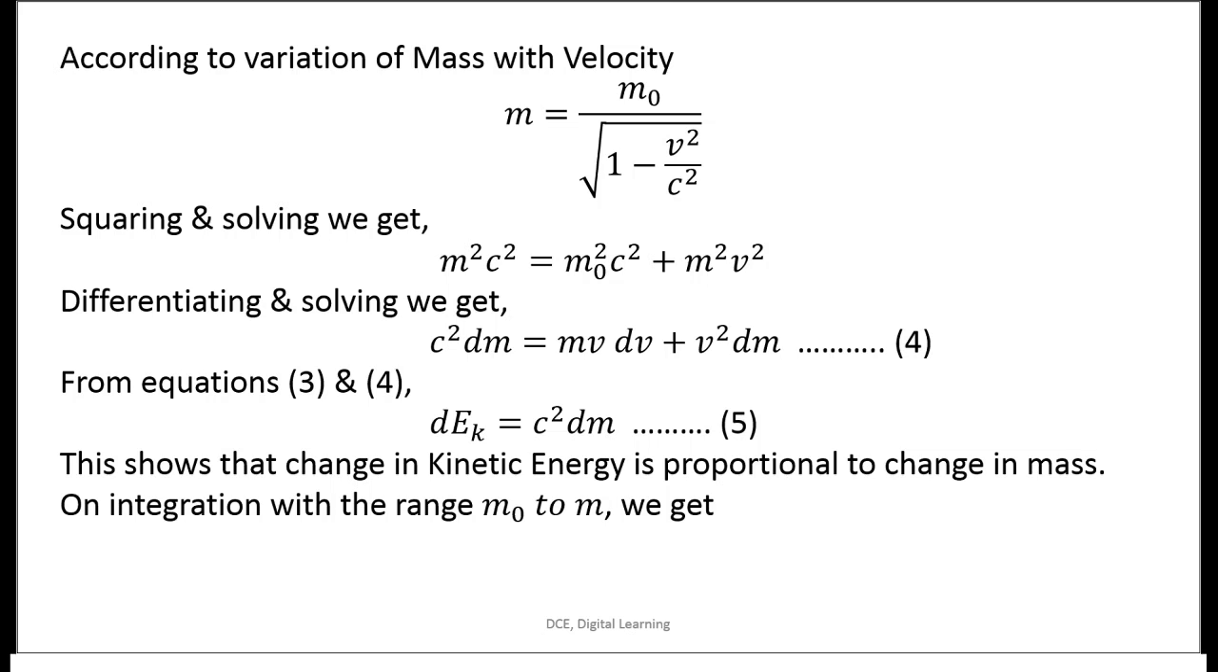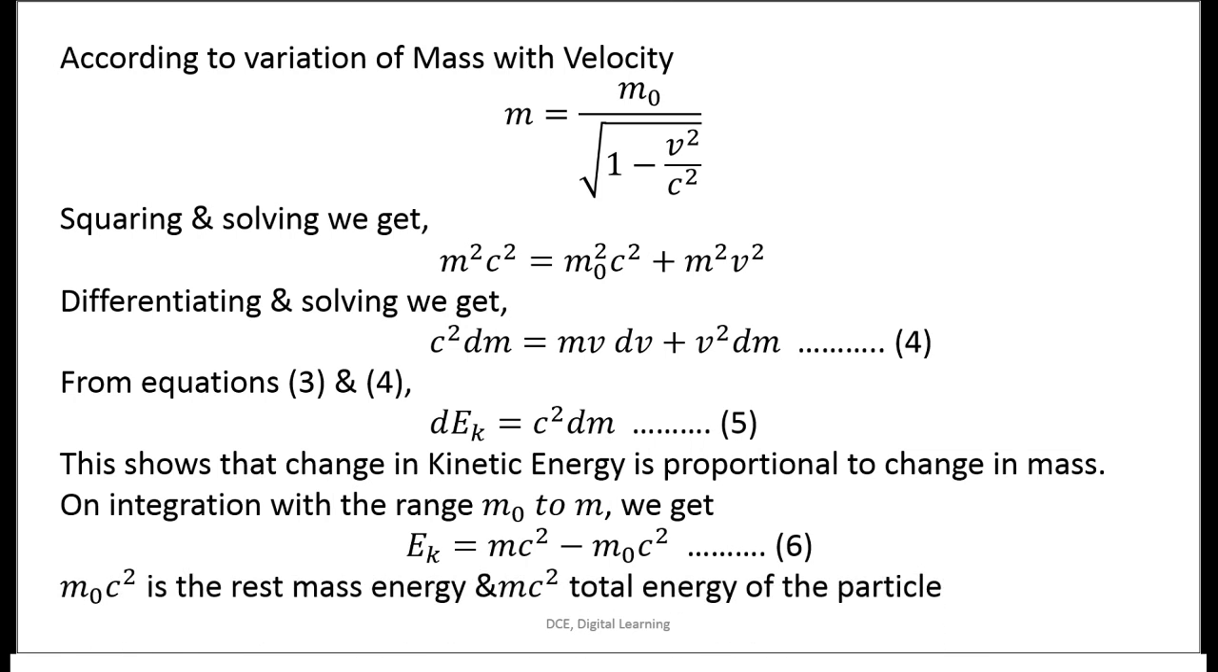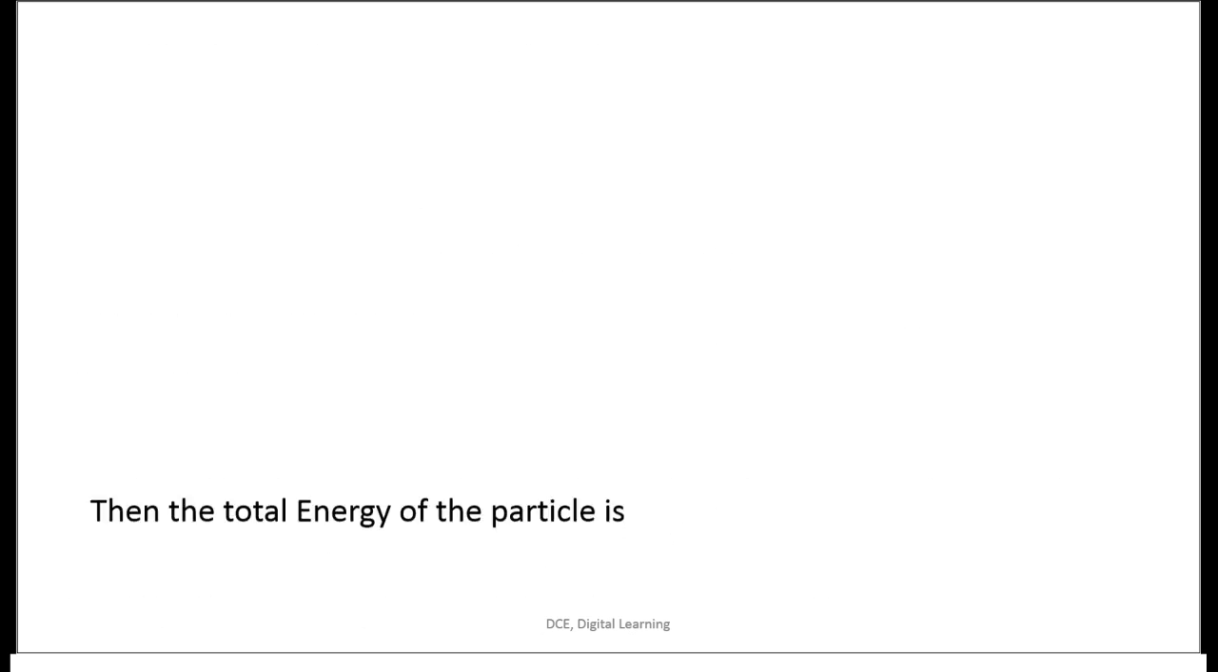When m is m0, that is when the particle is at rest, kinetic energy becomes 0. When the particle is moving, its mass is indicated by m, and kinetic energy becomes Ek. Integrating equation 5, we get Ek is equal to mc square minus m naught c square. M naught c square is called the rest mass energy, and mc square is called the total energy of the particle.